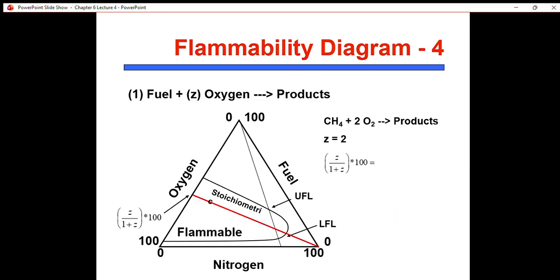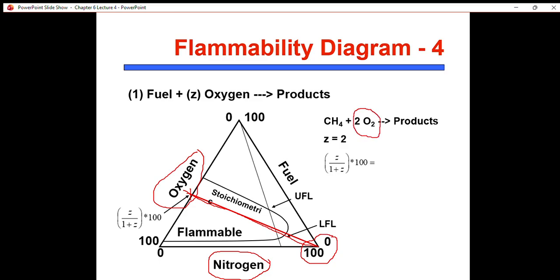The second line that we're going to discuss is what we call the stoichiometric line. If you are taking this triangle in this shape, where nitrogen is on the horizontal line and this is the oxygen, the stoichiometric line will always extend from the point where you have 100% nitrogen, 0% oxygen, and 0% fuel, to a point on the oxygen line. But how can I specify this point? By using this equation: Z divided by 1 plus Z, multiplied by 100%. And if you still remember, Z is the stoichiometric coefficient of oxygen.